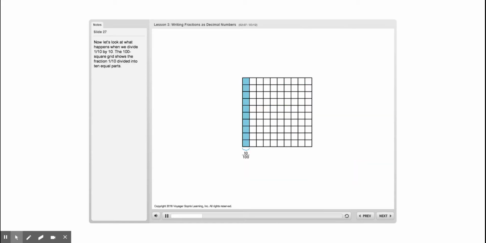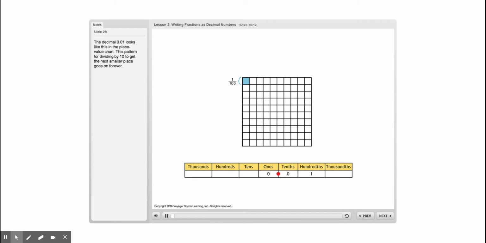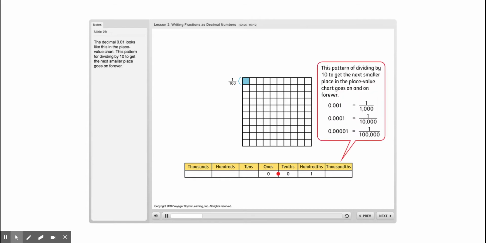Now let's look at what happens when we divide 1/10 by 10. The 100 square grid shows the fraction 1/10 divided into 10 equal parts. When we divide 1/10 by 10, we get 1/100th. The decimal 1/100th looks like this in the place value chart. This pattern for dividing by 10 to get the next smaller place goes on forever.